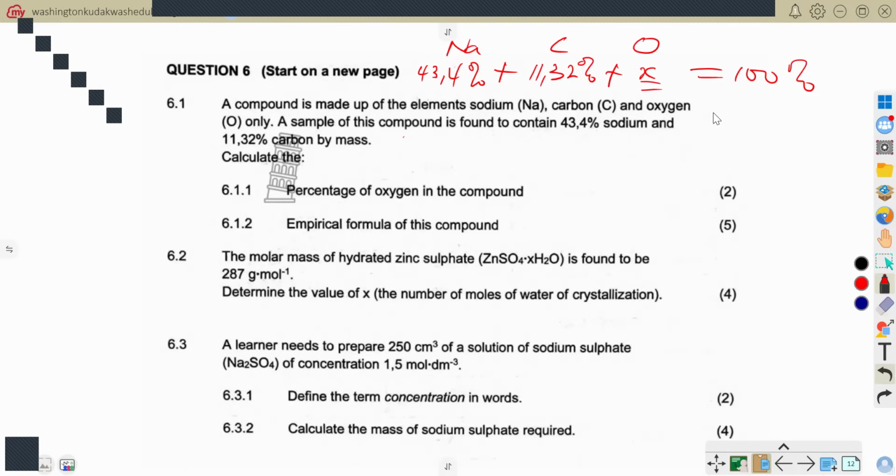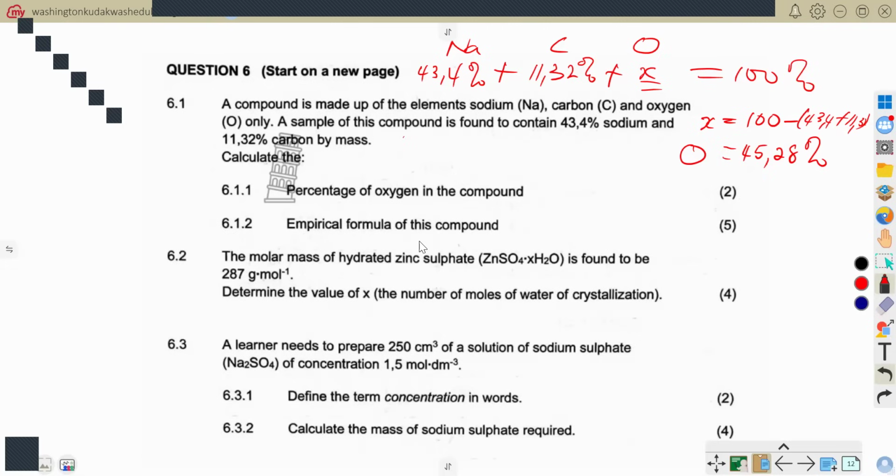So your percentage of oxygen is going to be equal to 100 minus the total of these two. If you add those two and subtract from 100, you are going to find 45.28% for your oxygen. So that was the percent composition for oxygen.